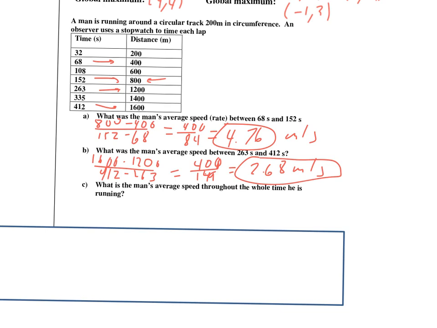All right, last up here, what is the man's average speed throughout the whole time he is running? So I think it's obvious here that we're talking about the 412 and 1600 to finish it. But this is kind of a trick question because where does he start the race? Well, he actually starts the race at 0, 0. So a little trick there, even though it wasn't on the chart, we kind of know that every race starts at 0, 0. So I'm just going to do 1600 divided by 412, and that's 3.88 meters per second.